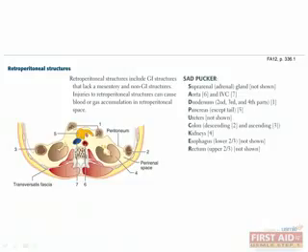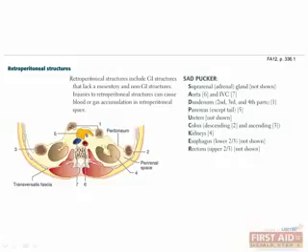Here we have a list of all of the different structures located in the retroperitoneal space. The second, third, and fourth parts of the duodenum, the ascending and descending colon, and the rectum are retroperitoneal. Both kidneys and ureters are retroperitoneal, as are the adrenal glands. Most of the pancreas, except for the tail, is retroperitoneal, as are the aorta and the IVC.